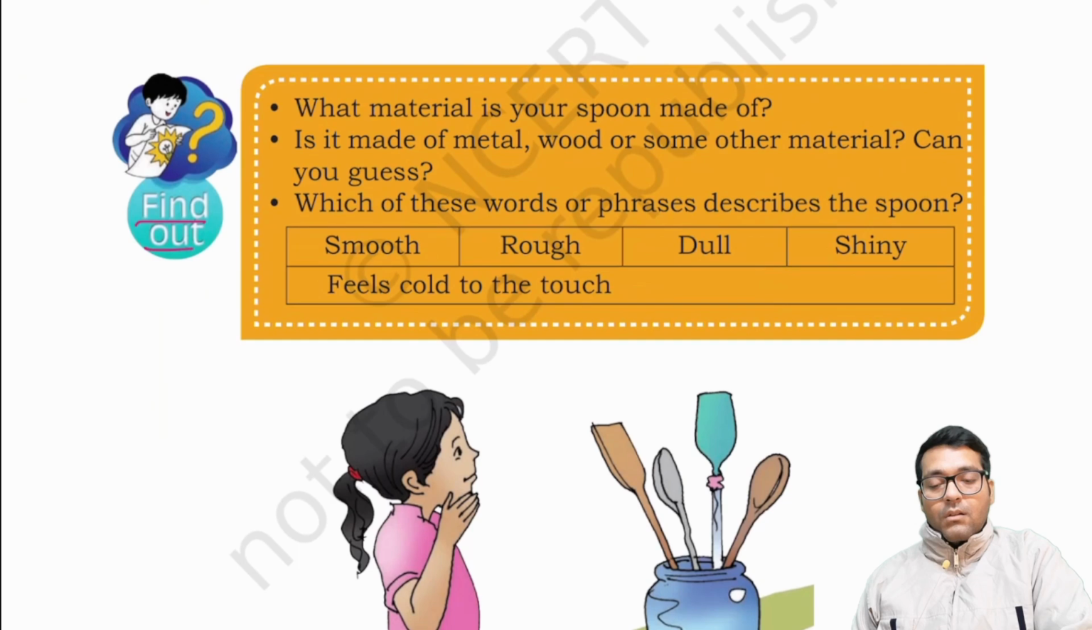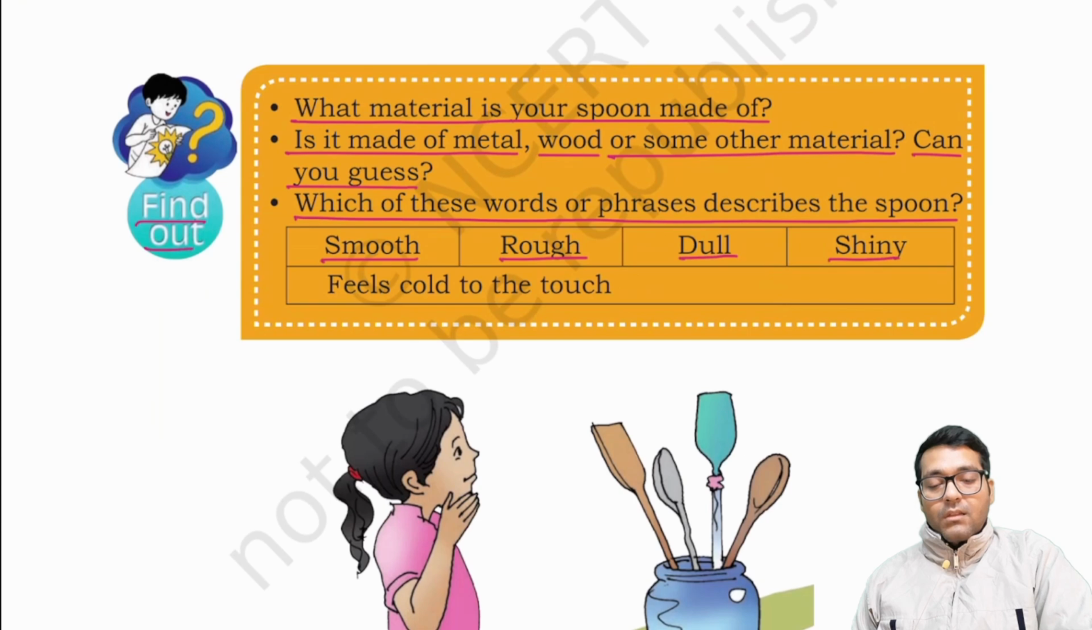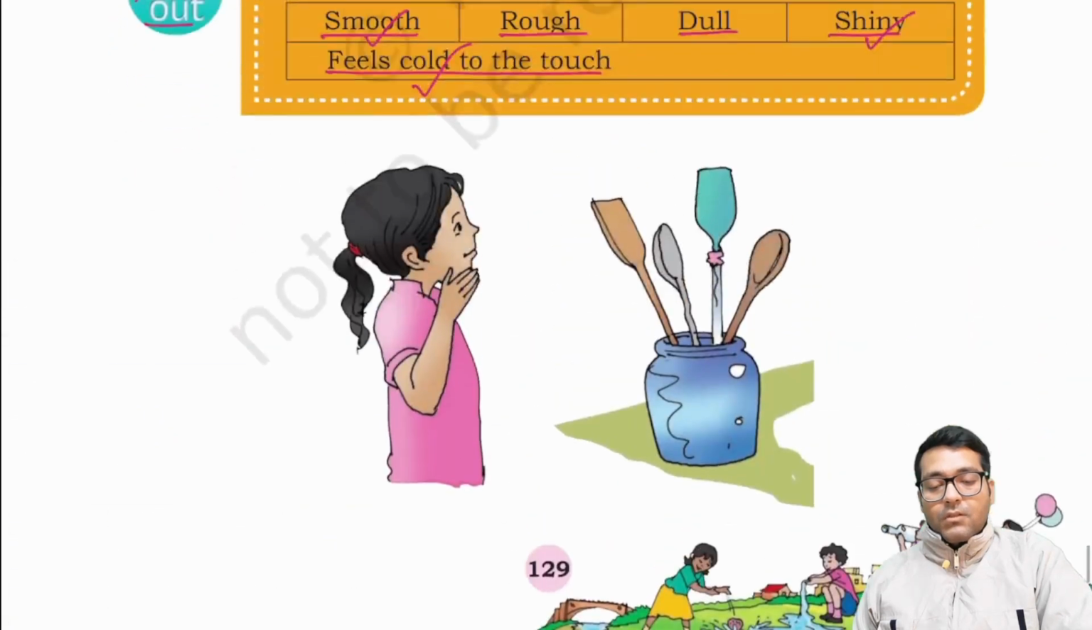Find out. What material is your spoon made of? Is it made of metal, wood, or some other material? Can you guess? Which of these words or phrases describes the spoon? Smooth, rough, dull, shiny, feels cold to the touch. Smooth, shiny, may feel cold to the touch. You can see wooden spoon, metal spoon, plastic spoon and glass spoon.